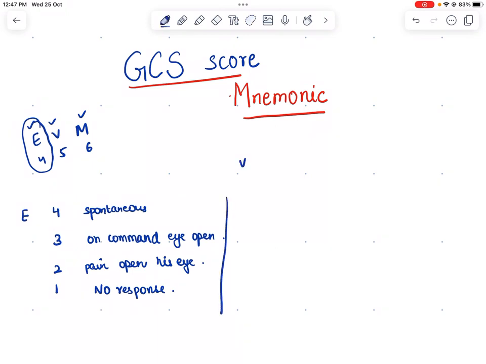Now for verbal movement, the highest score is 5, and for 1 there is no response. So for verbal we learn the mnemonic OCIIN.